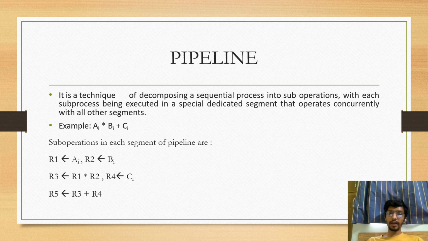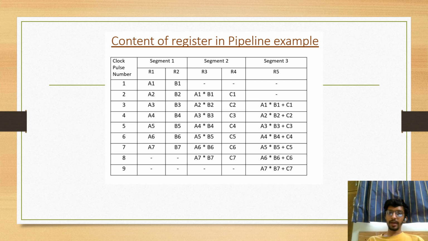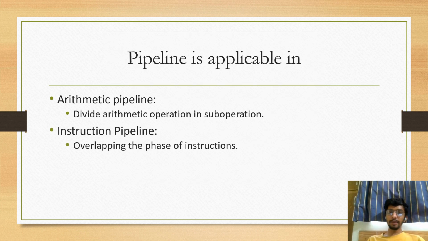Then we will multiply R1 and R2 into R3, and take the value of c into R4. It will be done in the second segment. The third step will be R3 plus R4, and it will be stored in R5. So as we can see, segment 1 is taking the values, segment 2 is multiplication and taking the c value, and segment 3 is addition. They will run parallelly, concurrently. So pipeline is applicable in arithmetic pipeline, and the second one is instruction pipeline.